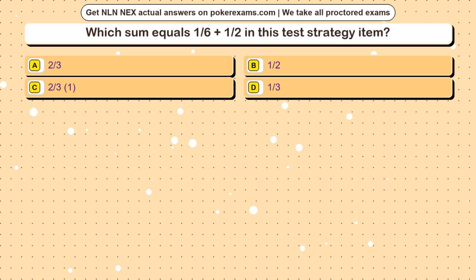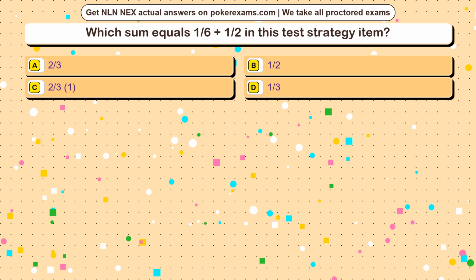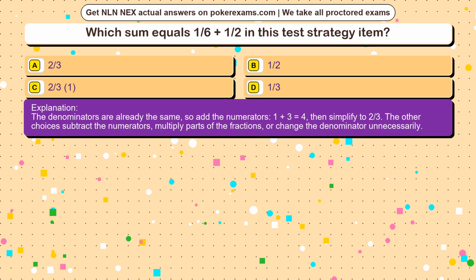Question 1. Which sum equals 1/6 plus 1/2 in this test strategy item? Option A, 2/3. Option B, 1/2. Option C, 2/3, 1. Option D, 1/3. The correct answer is option. The denominators are already the same, so add the numerators, 1 plus 3 equals 4, then simplify to 2/3. The other choices subtract the numerators, multiply parts of the fractions, or change the denominator unnecessarily.